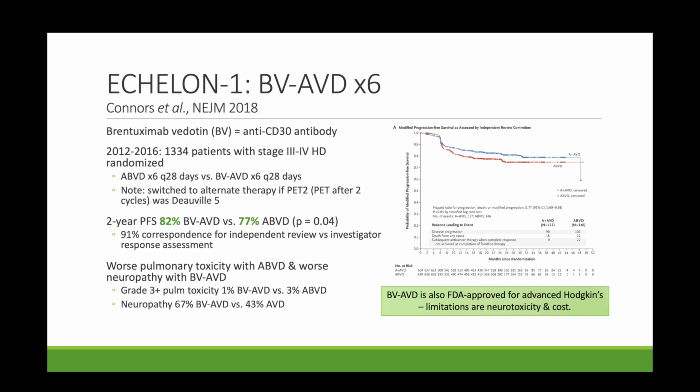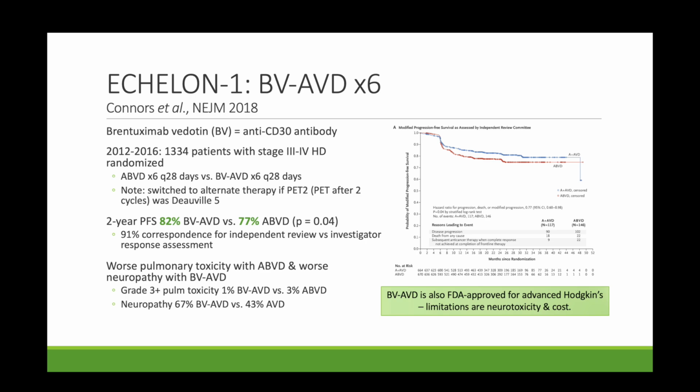And the ECHELON-1 trial randomized patients with stage 3 to 4 disease to either ABVD times 6 every 28 days or BV-AVD for 6 cycles every 28 days. And of note, they did switch to the alternate arm if after 2 cycles their PET was still Deauville 5. So then they switched to alternate therapy. The 2-year progression-free survival in this study was 82% with BV-AVD versus 77% with ABVD.